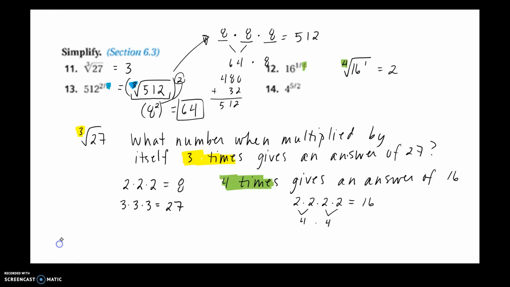Okay, now let's go back. So now I'm taking 4 to the 5 halves. I'm just going to highlight that now. So I'm taking the square root of 4, and then I'm raising that answer to the 5th power. So the square root of 4 is 2, and then 2 to the 5th power, and this is where we were counting on our fingers, or you can write it out, but that would give you an answer of 32.